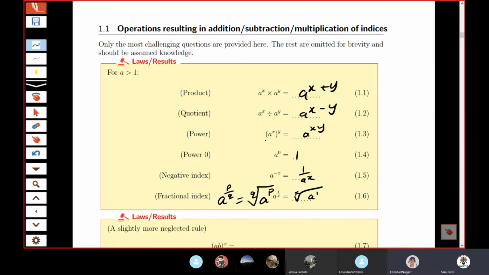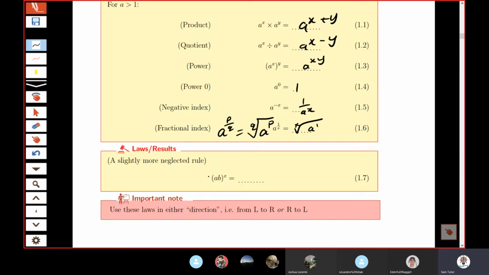Okay? A slightly more neglected rule. We say that because a lot of students are not very strong with this version. So ab to the power of x is the same as a to the power of x times b to the x. That kind of does make sense, but a lot of students don't see this. 6 to the x is actually 2 to the x times 3 to the x. So if your bases are different, as long as your powers are the same, you're allowed to multiply your bases. So I like this to be a rule as well, and that's how that one works.